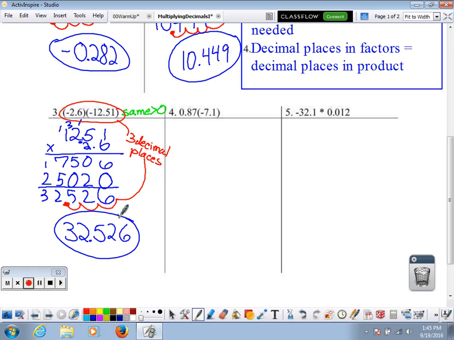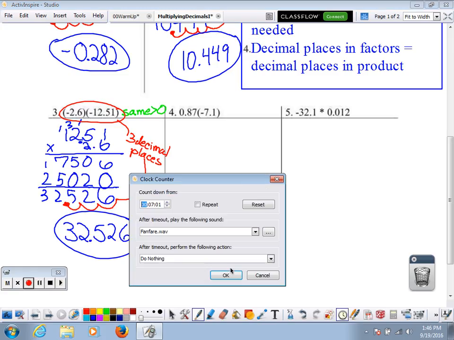All right. Now what I'm going to do, I'm going to give you guys about a minute and a half to multiply this one out. Okay, so do number 4. Give you guys about a minute and a half to do that. Go.